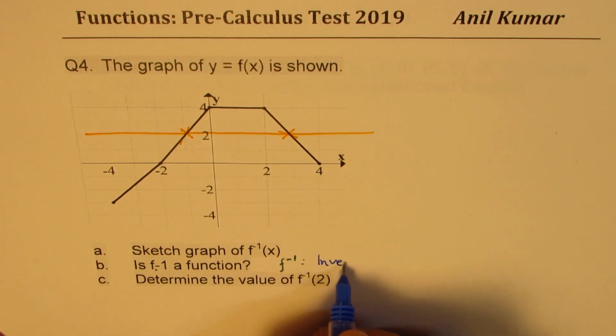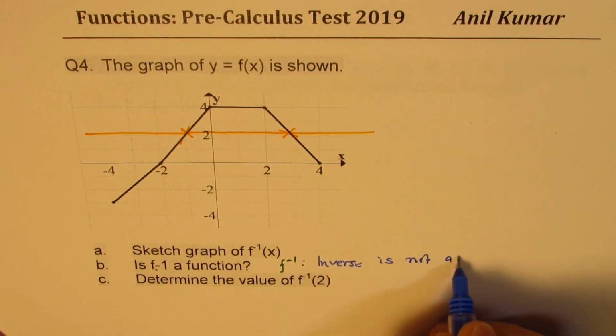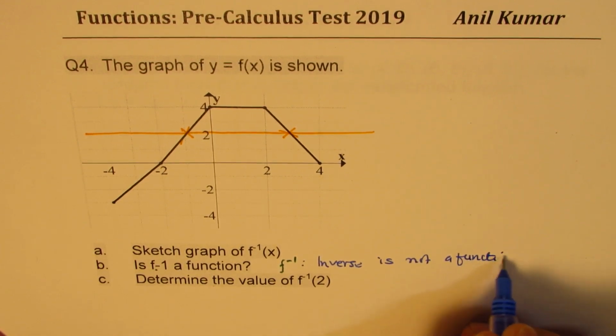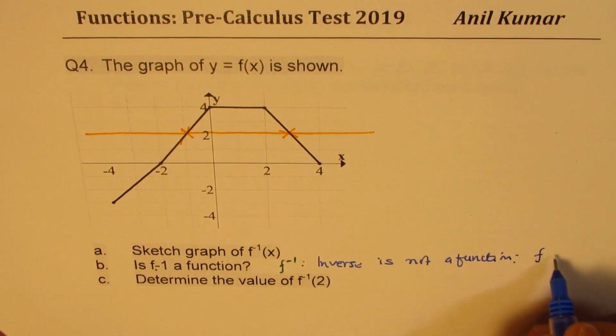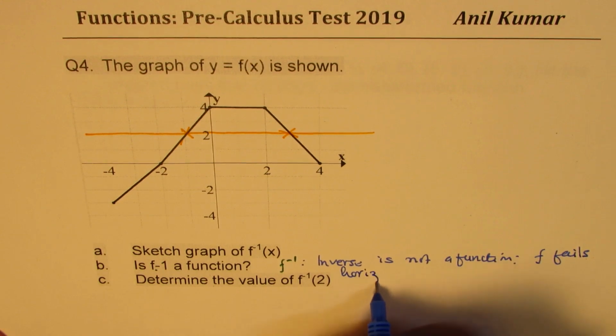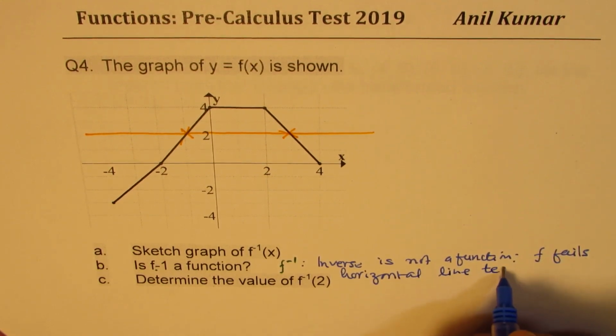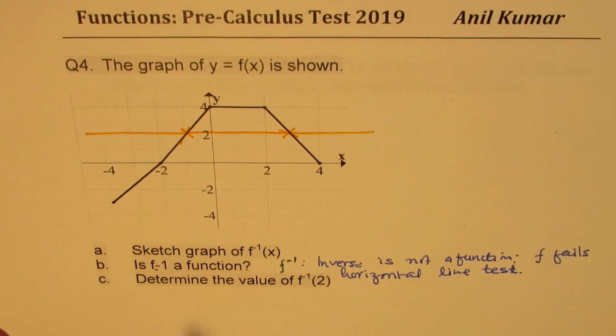So inverse is not a function, since f fails the horizontal line test. Perfect. Determine the value of f inverse of 2. So that is the second part. So I'd like you to pause the video, sketch it, and then look into my suggestions.